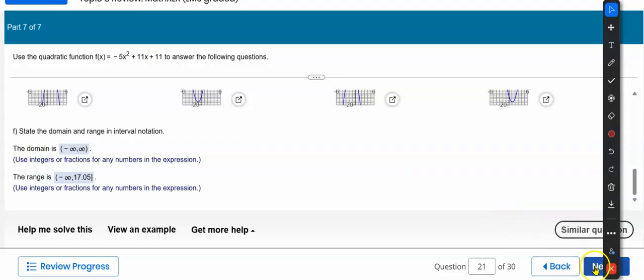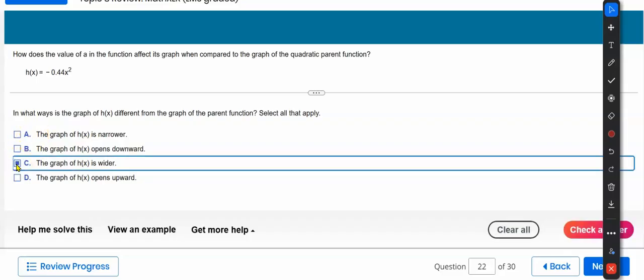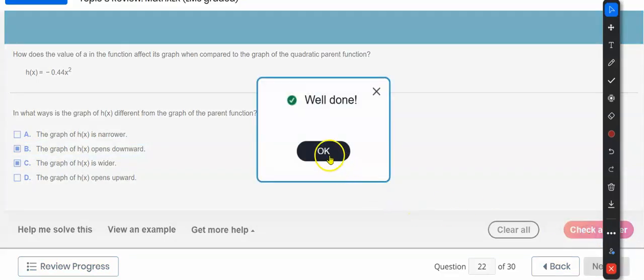Hey, we finally made it through that question. Okay, how does the value of a in the function affect its graph when compared to the graph of the quadratic parent function? Does it get more narrow or more wide? Wide. It gets more wide. Does it open up or open down? Down. So I need to select both of these.